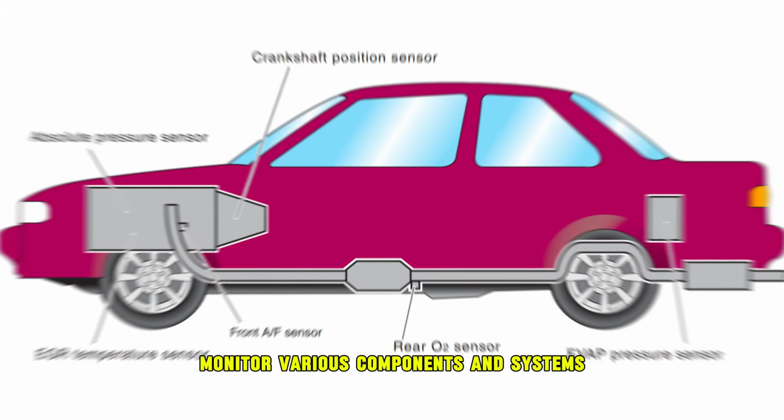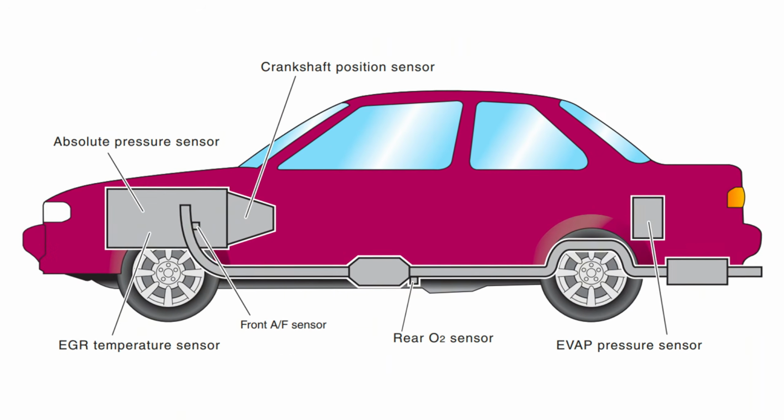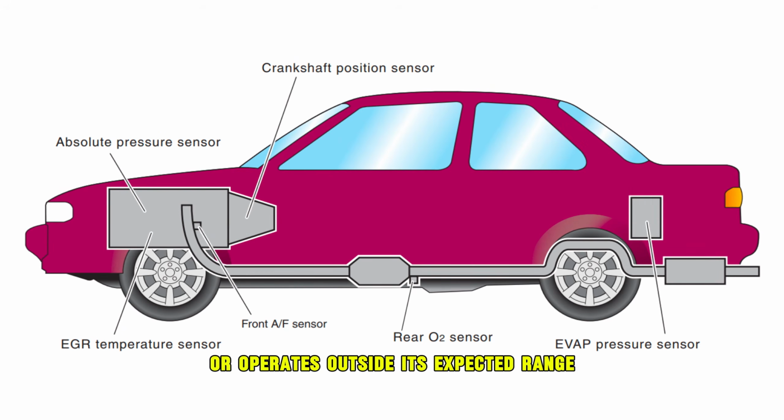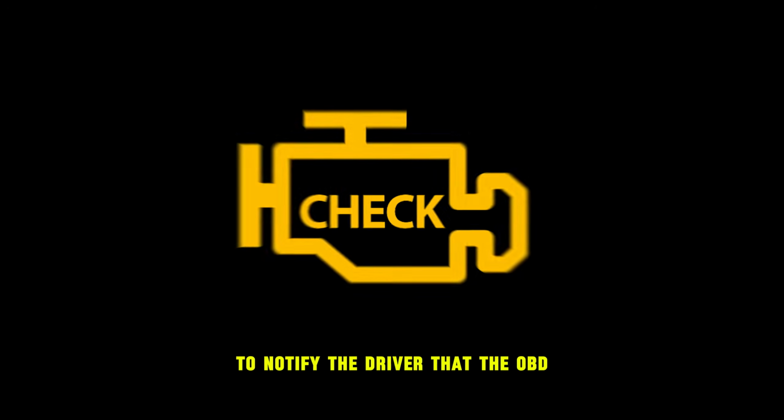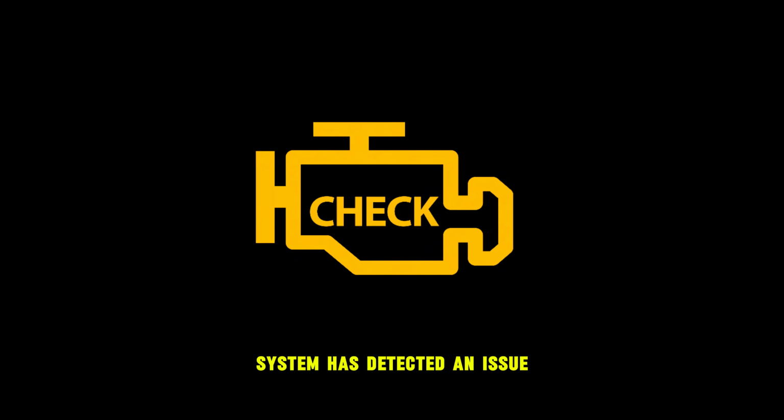Vehicles are equipped with onboard diagnostics, or OBD, systems that continuously monitor various components and systems. When an O2 sensor fails or operates outside its expected range, it can set a diagnostic trouble code, or DTC. The check engine light is then illuminated to notify the driver that the OBD system has detected an issue.